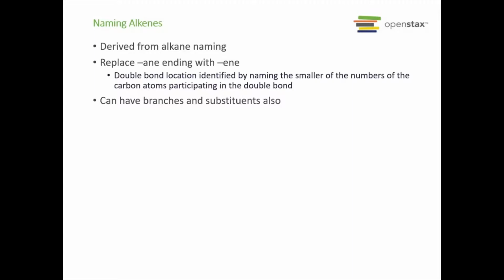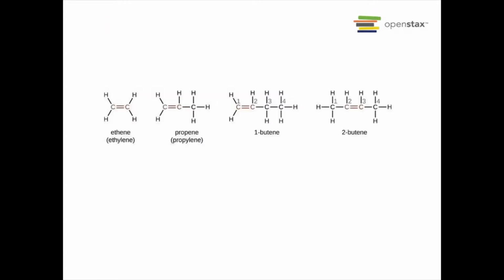You can have branches and substituents also in your alkene. But that double bond comes first in priority. So that's where you're going to determine your carbon numbering. But I don't think we're worrying too much about that here. So this is the same thing I was talking about earlier. Ethene, propene, we don't need to number the carbons because no matter what, they're going to be on carbon number 1. Then we have 1-butene versus 2-butene, showing us, okay, 1-butene has a double bond starting at carbon 1, 2-butene starts on carbon 2.